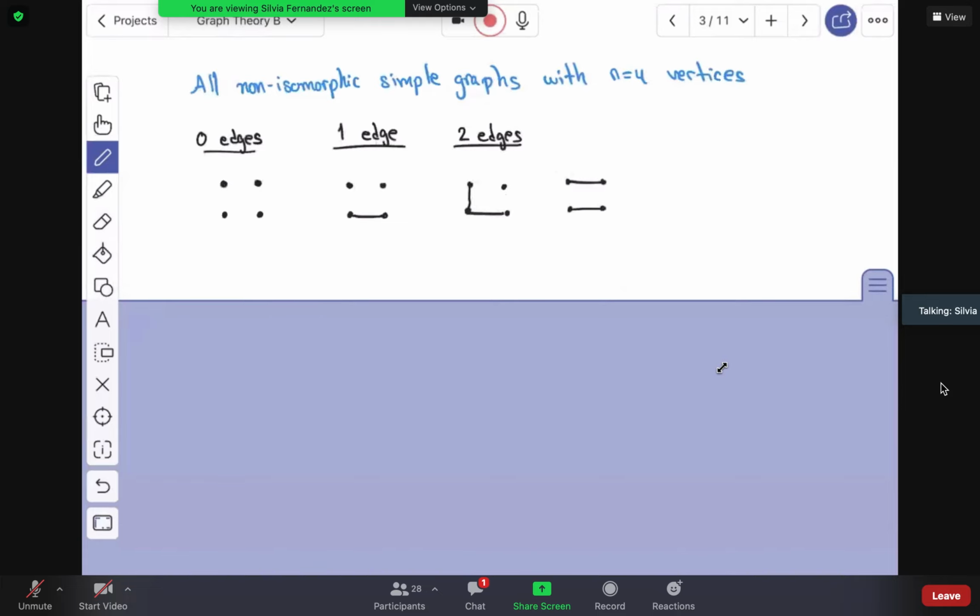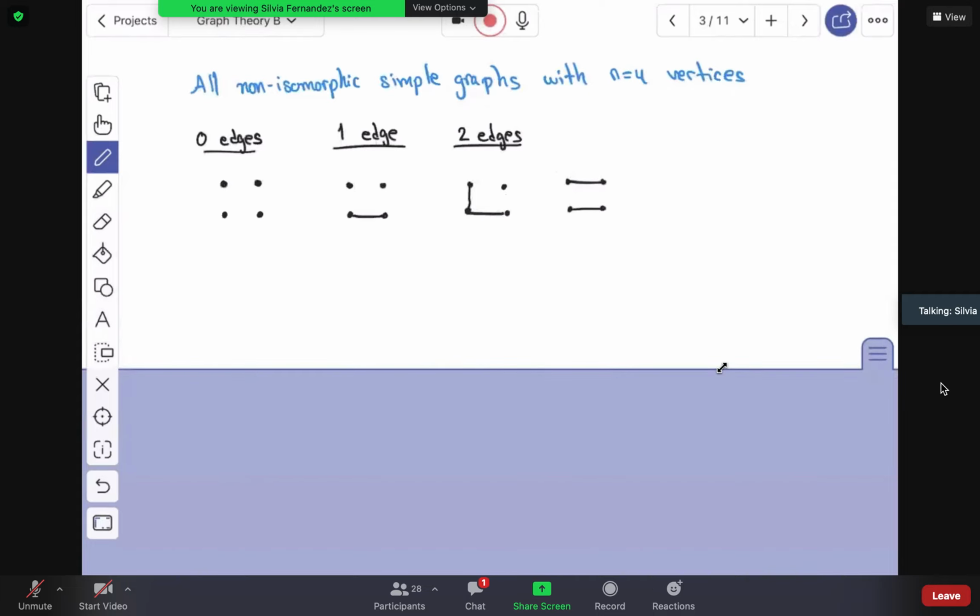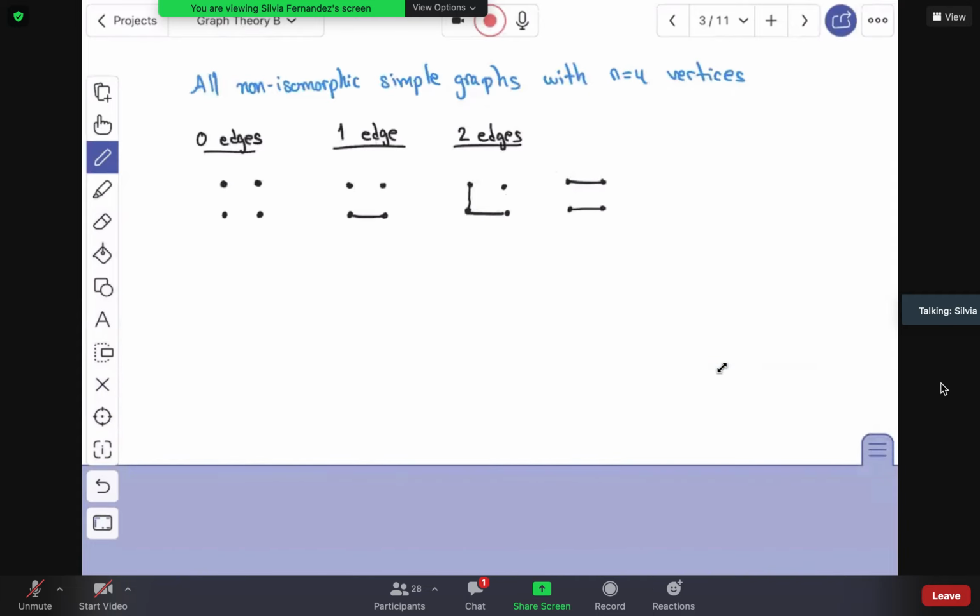So these graphs are not isomorphic because one has a component with one vertex and the other one doesn't. That could be one way to say why they're not isomorphic. Another way, they have different degree sequences. They're not isomorphic. And if you look at any other graph with four vertices and two edges, it doesn't matter how you do it.